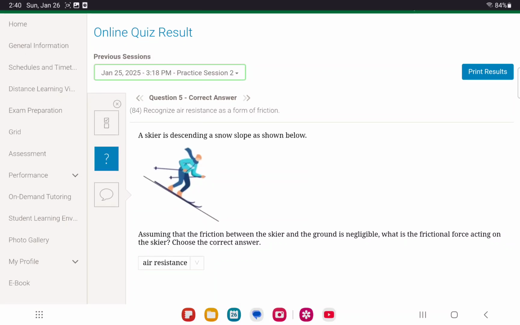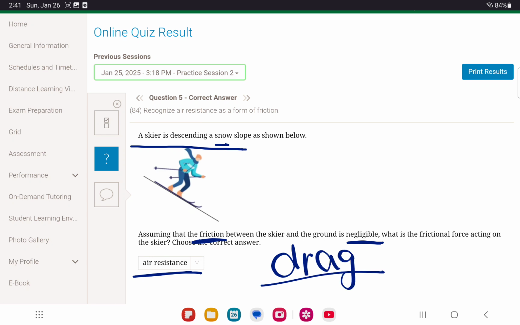Here, they told you the friction is negligible, okay? That means we forget all about the friction. What else might stop the skier from descending down the slope? We would have said friction, but in this question, they told us to forget about friction. Friction is negligible. Negligible means it's almost zero, so we forget about it. What other thing can stop it? Air, right? So air resistance, or if the choices are drag and there's no air resistance, you pick drag, because like I said, drag is the same thing as air resistance.